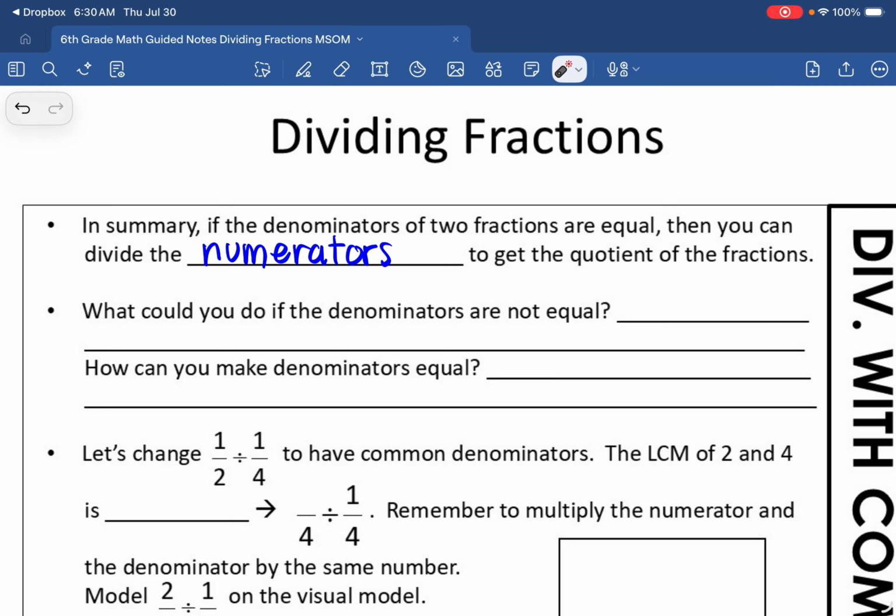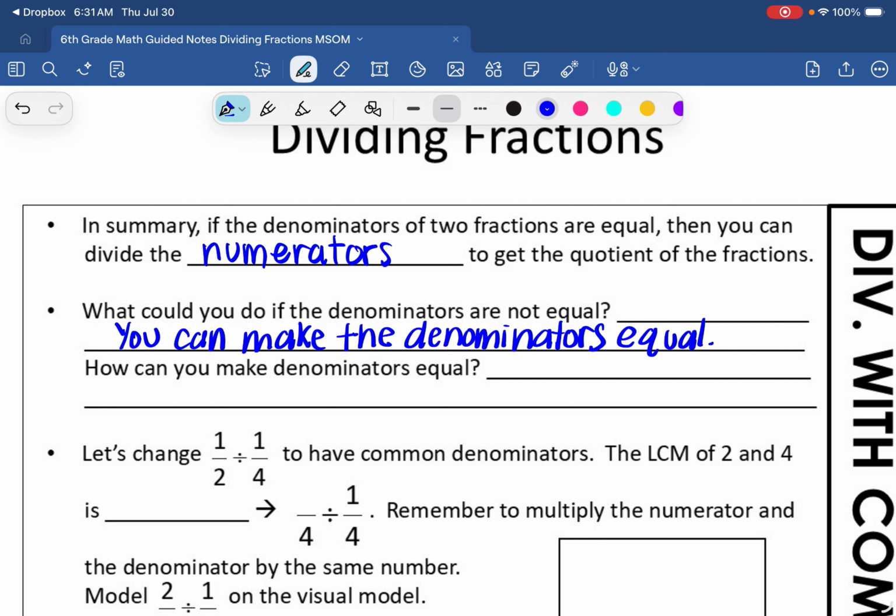In summary, if the denominators of two fractions are equal, then you can divide the numerators to get the quotient of the fractions. What could you do if the denominators are not equal? And we see this with adding fractions and subtracting fractions. We need common denominators to add or subtract fractions. So if they're not common, well, then we make common denominators. How can you make denominators equal? We find the least common multiple.